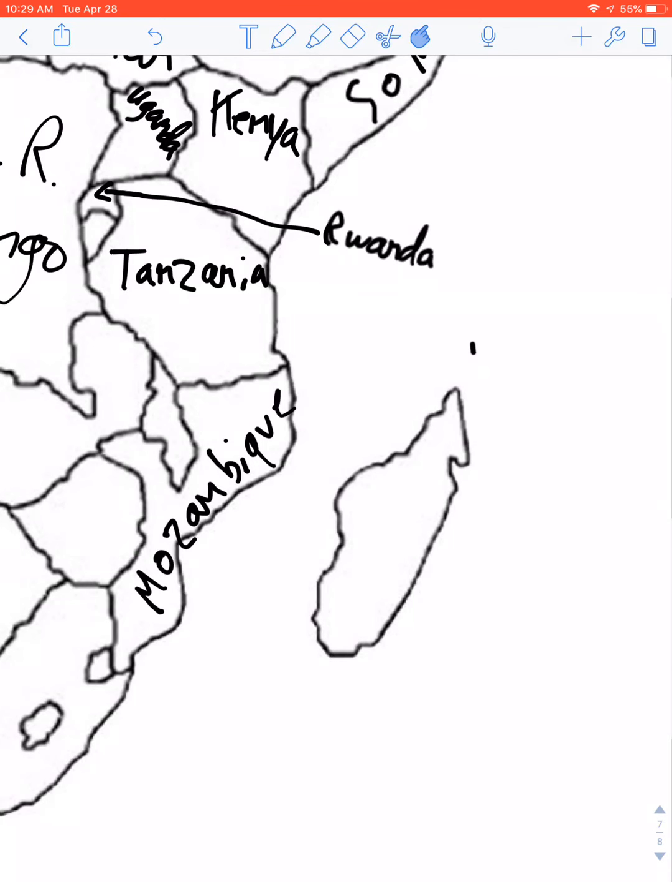Madagascar, right in here. The island of Madagascar. Yes, it's a real country. It's a real country. My mom was actually born here. I spelled it wrong. Hang on.